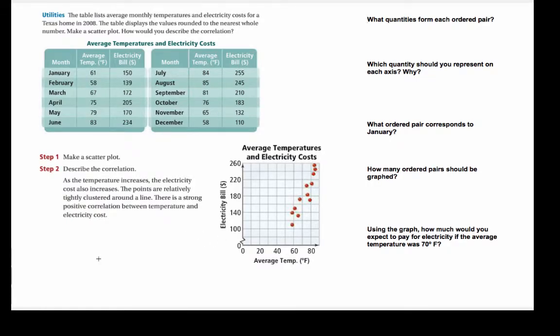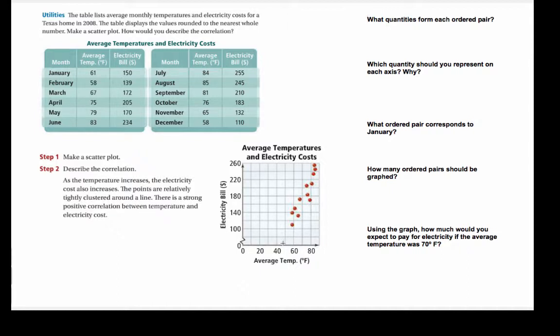All right, describing the correlation as the temperature increases. So as we progress this way, the temperature is increasing. The electricity cost also increases. Okay, so as temperature increases, the electricity bill increases. These points are relatively tightly clustered around a line, some particular line. Now there's no line drawn here, but they are tightly clustered around a line. So there's a strong positive correlation between temperature and electricity cost.